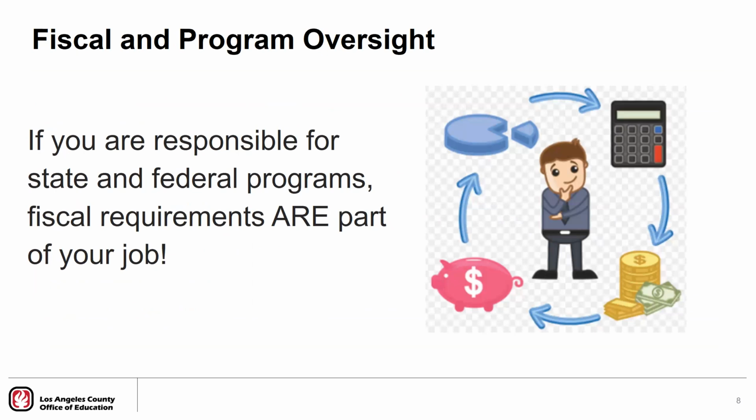Many of you here today may be from the program side of the federal programs. However, if you are responsible for state and federal programs, many of the requirements you need to keep an eye on include fiscal issues. So it's important that you know that the fiscal requirements are part of your job. As you will see throughout this presentation, it's the fiscal and program requirements that are interrelated. And as always, we say communication between the program and fiscal folks is so critical.